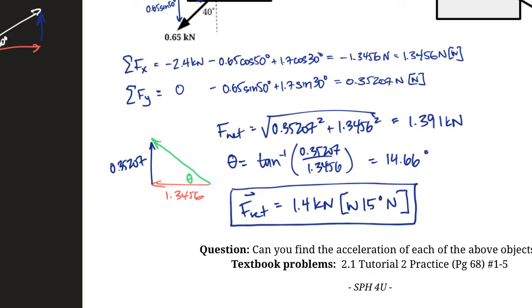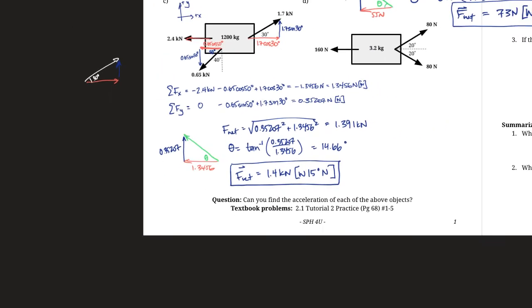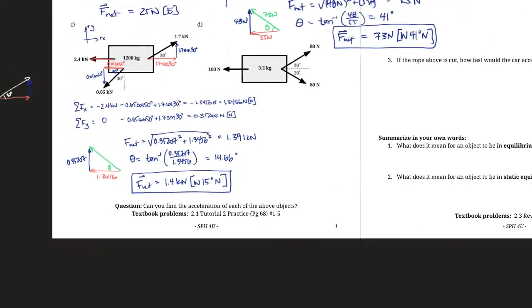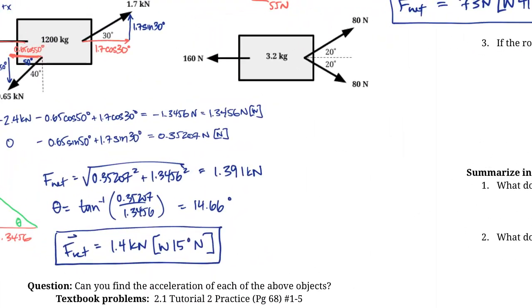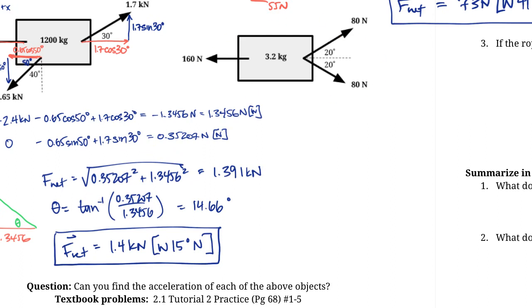And there we go. There's my final answer. 1.4 kilonewtons west, 15 degrees north. Okay? So you should have got the same answer. Again, 2 significant digits is good for this question, and usually rounding degrees to the nearest degree is as accurate as we get. So I want you to try the last question yourself, this one right here.